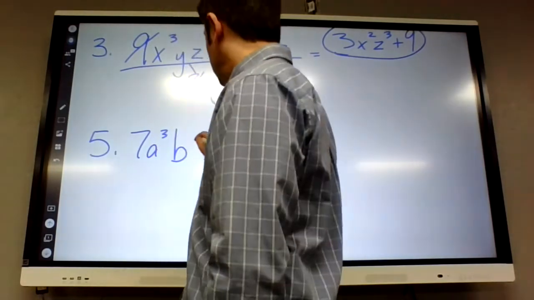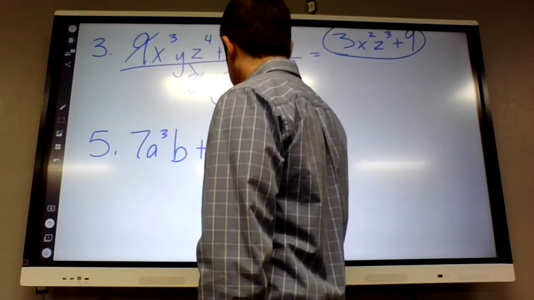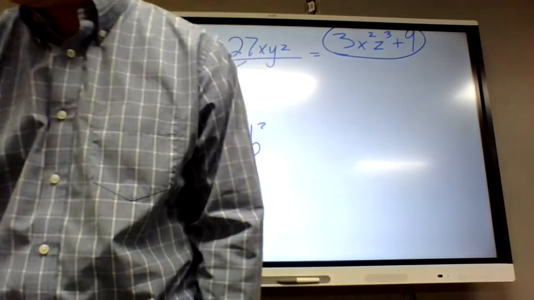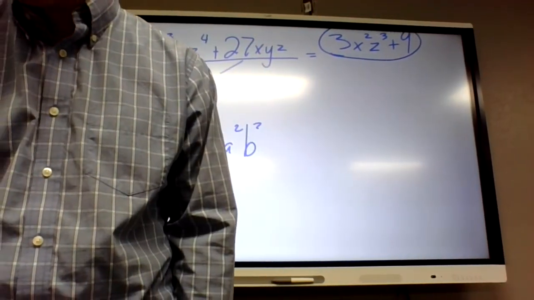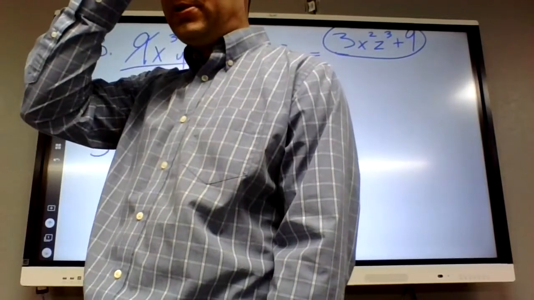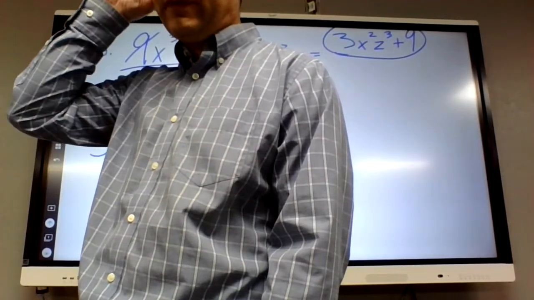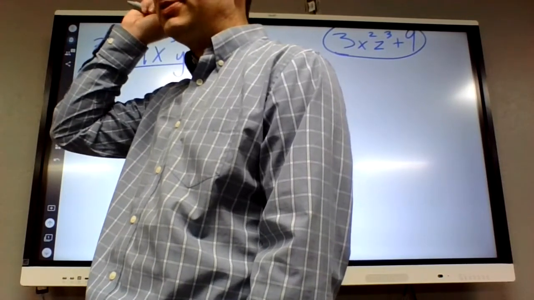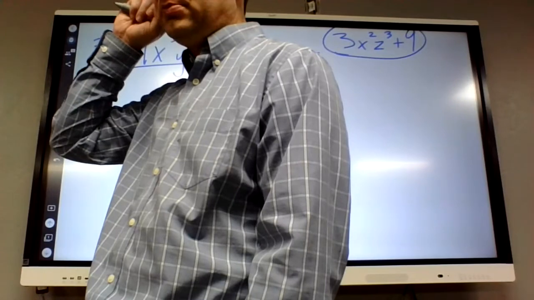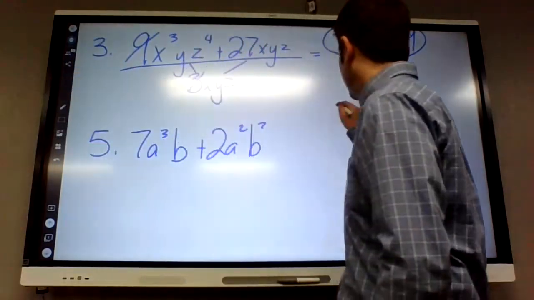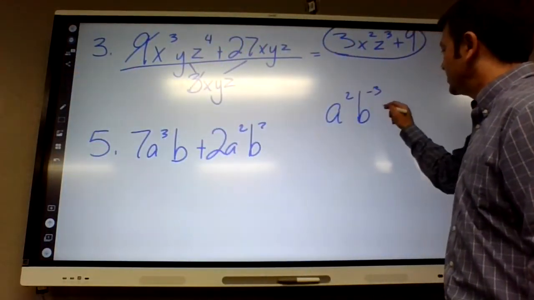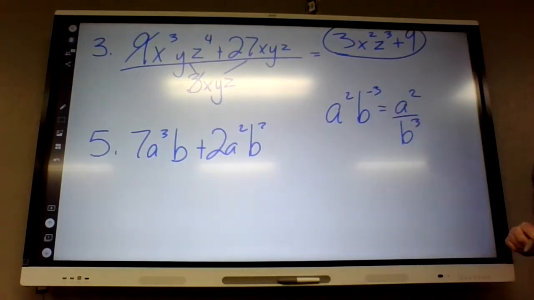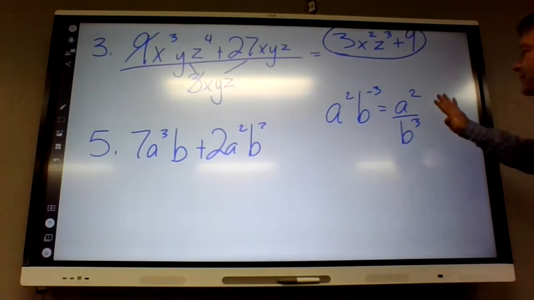So looking at negative exponents. If you get negative exponents, I don't see any actually. If you get a negative exponent, I'd prefer if you flipped it to the bottom of the fraction. So if you had a squared b to the negative 3, that's a squared over b cubed. So normally if you get a negative exponent, you should flip it.